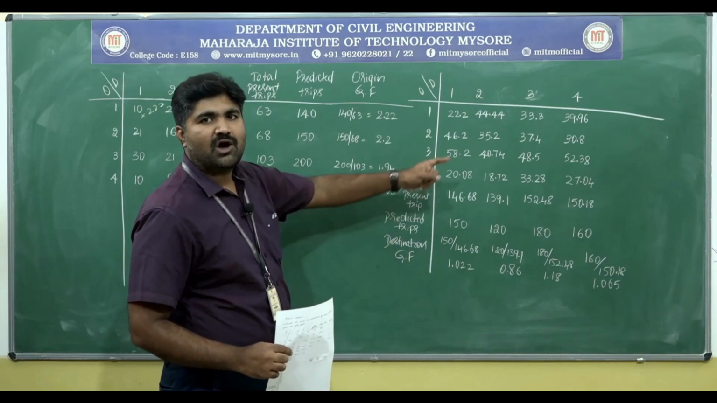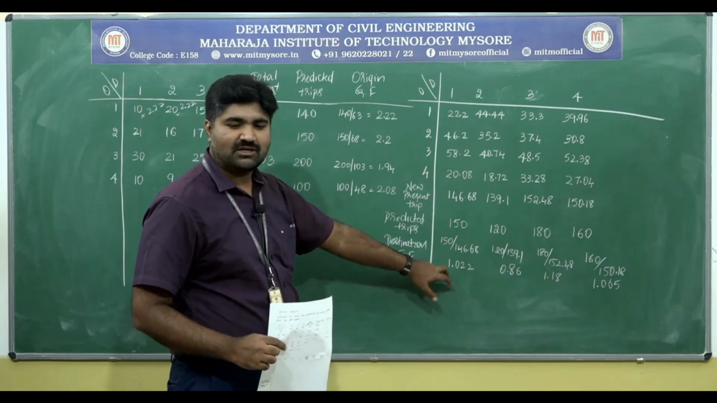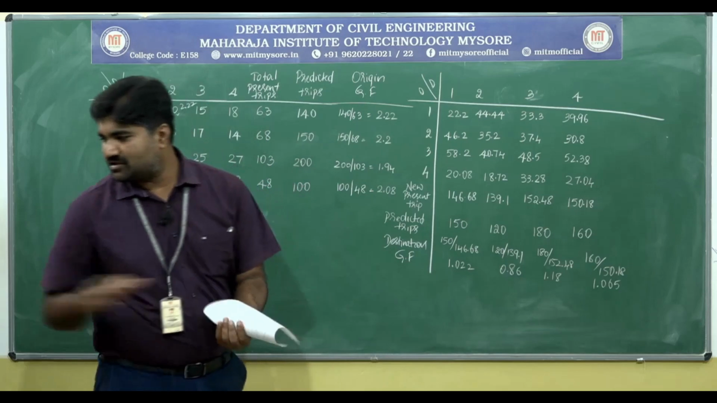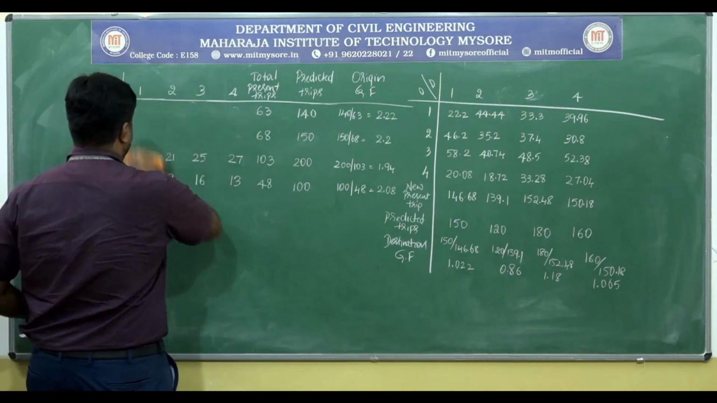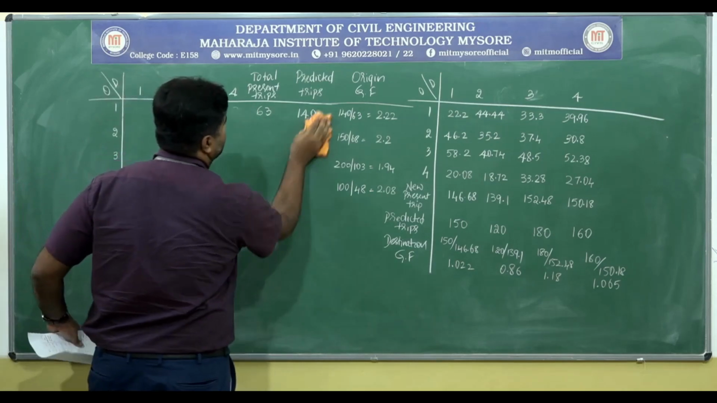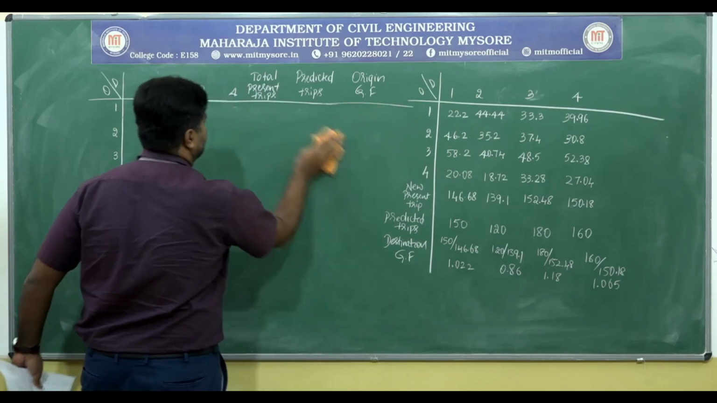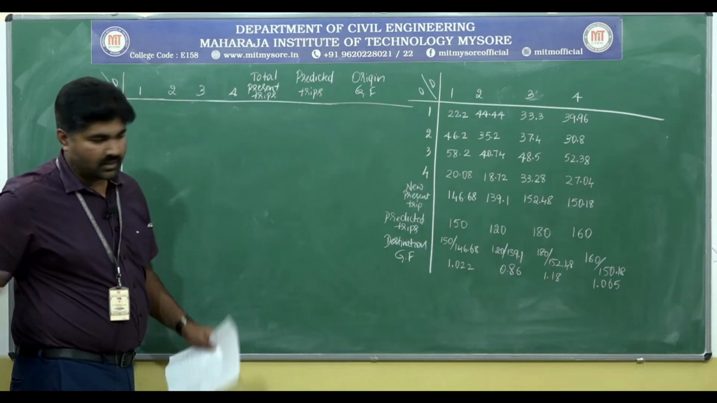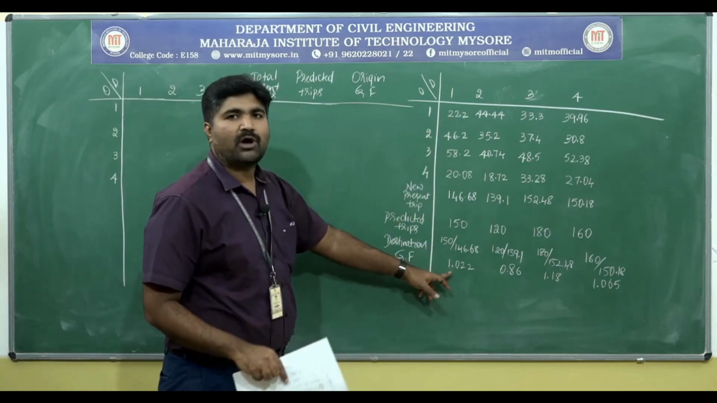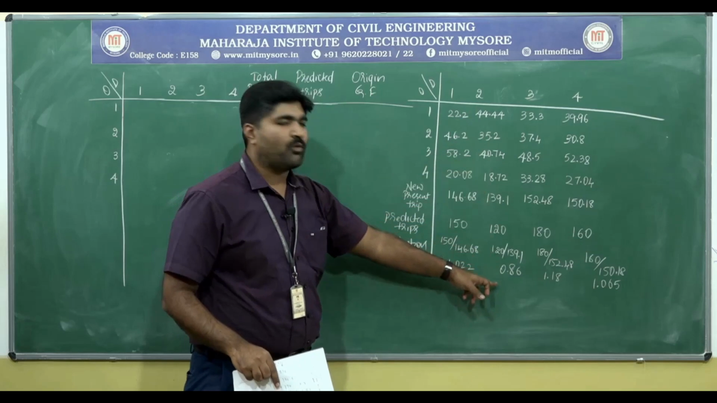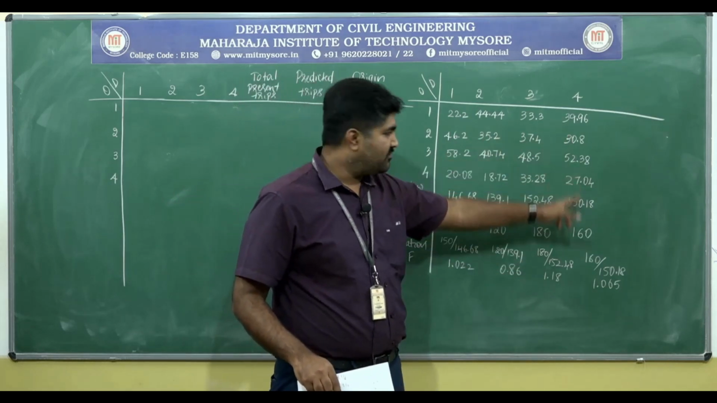Earlier we used the origin growth factor in the first iteration. For the second iteration use this growth factor. Next, you have to multiply this column by 1.022. For this it is 0.86. For this it is 1.18. For the last column it is 1.065.